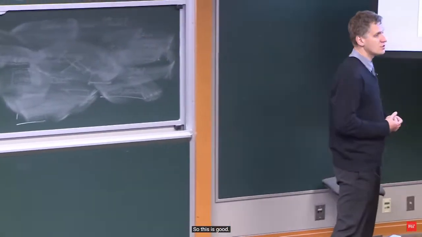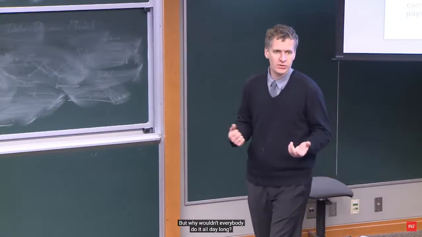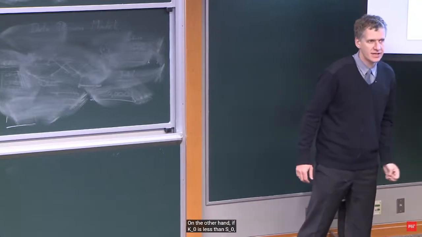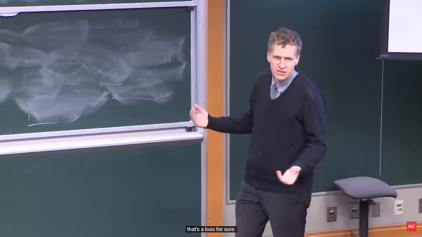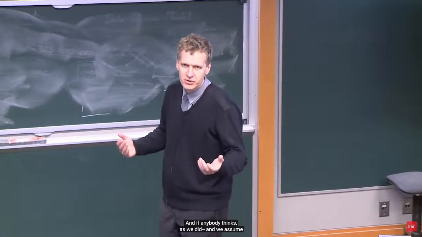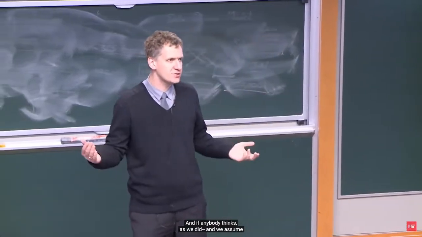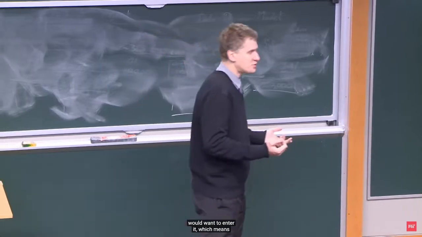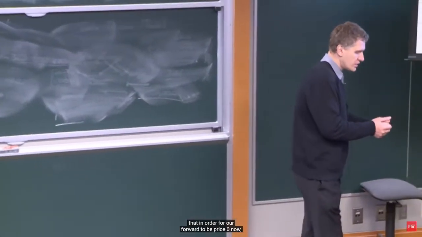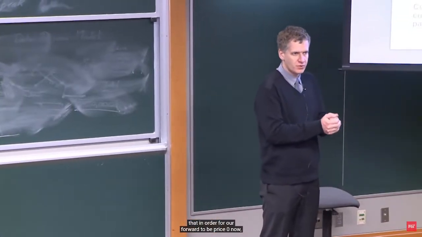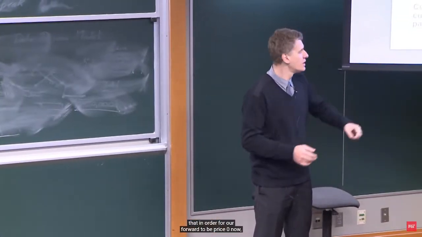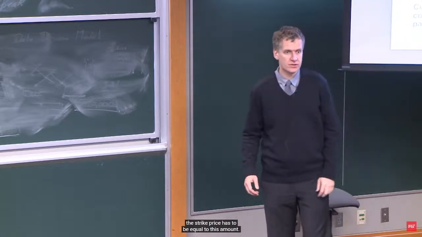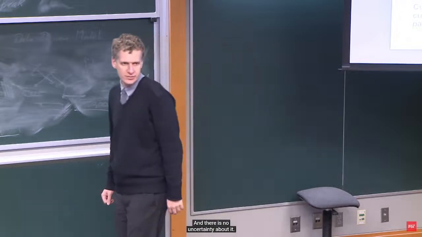So this is good, but why wouldn't everybody do it all day long? On the other hand, if K0 is less than S0 e to the r dt, that's a loss for sure. And if anybody thinks as we did, and we assume that everybody can do it, then nobody would want to enter it. Which means that in order for our forward to be priced 0 now, the strike price has to be equal to this amount, and there is no uncertainty about it.